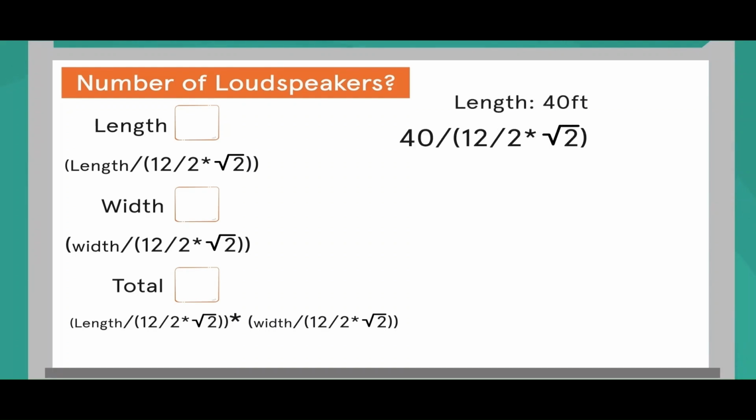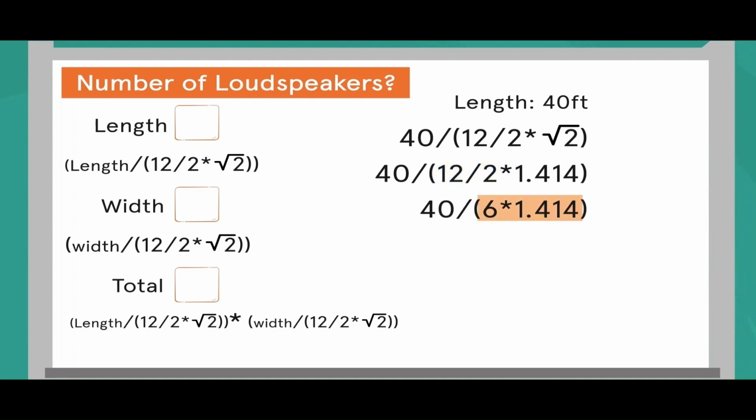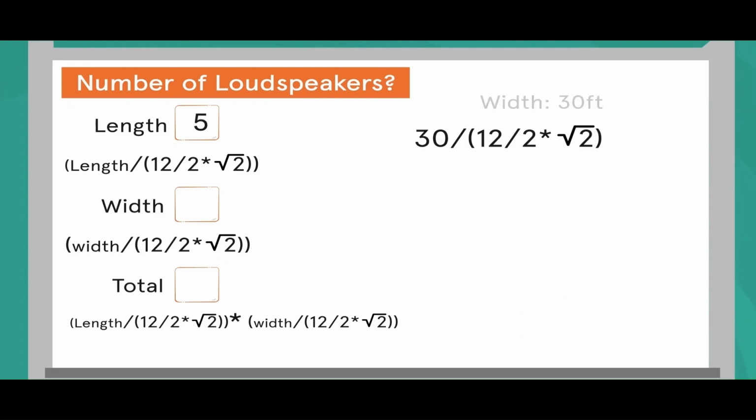Starting with the length, we will first find the square root of 2. Divide 12 by 2, then multiply by 1.414. Next, we will divide 40 by that answer. Finally, the 7 in the tenths place tells us to round our answer up to 5. Now calculate the width.